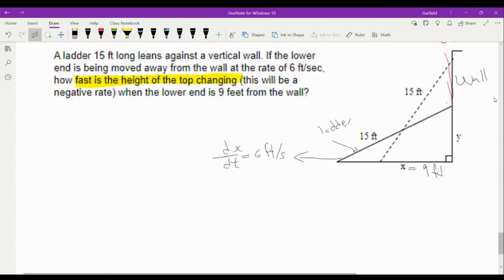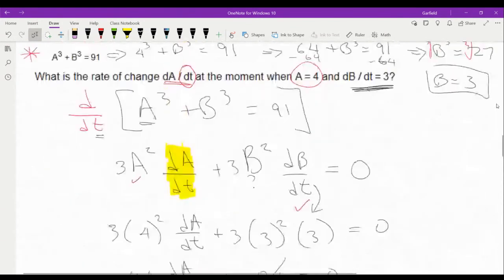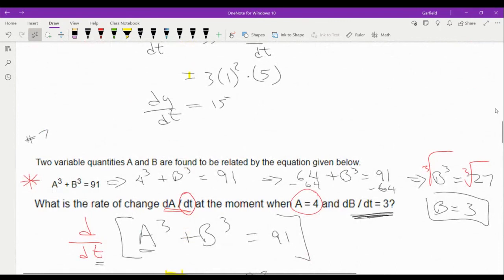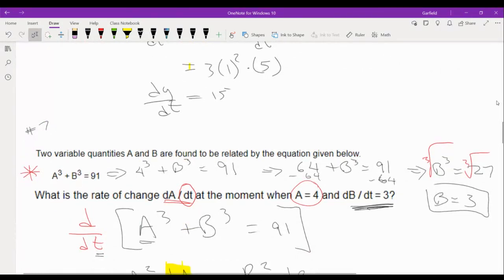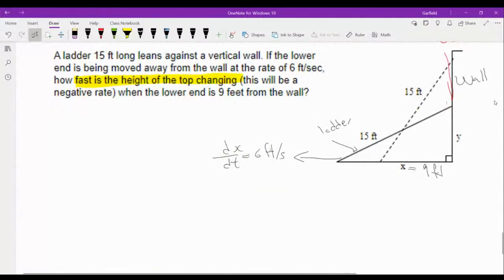Well, how do we set up an equation for this? Not as bad as it looks. Kind of like going back to one of the previous problems up here, number 7, where a cubed plus b cubed is equal to 91. This is a right triangle that a ladder makes with the wall. So we know that x squared plus y squared is equal to 15 squared. So this is just using the Pythagorean theorem. a squared plus b squared is equal to c squared. You guys familiar with that?